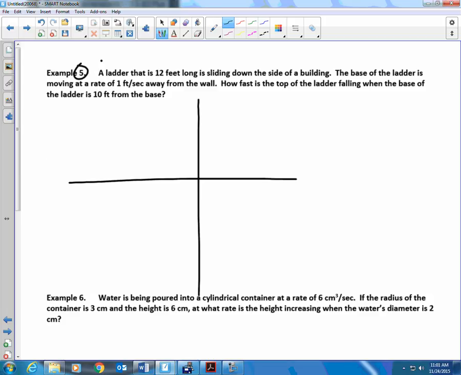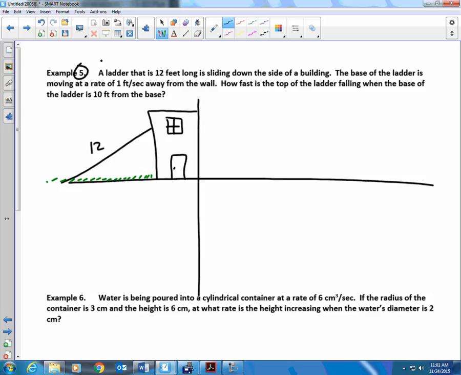A ladder is sliding down a building. The ladder is 12 feet tall. And it's a building, so there's some grass outside. There we go. And there's a window and a door. Very good. And a chimney, because it's cold outside. You need a fire. And the fire got inside. Oh no, there's flames.